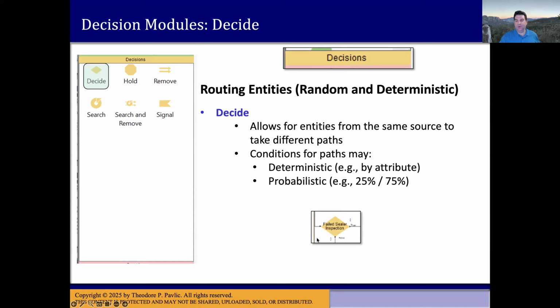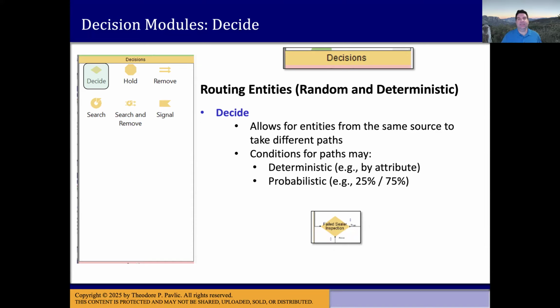Now, in this simple two-way, you can configure that to either be by percentage. So maybe 75% of the time it goes out true and 25% false, or the other way around. Or you can set it up to be deterministic by a rule based on, let's say, an attribute. If this entity has a particular attribute, they go out one side. If they don't have that attribute, they go out another. Or it could be based on the state of the system.